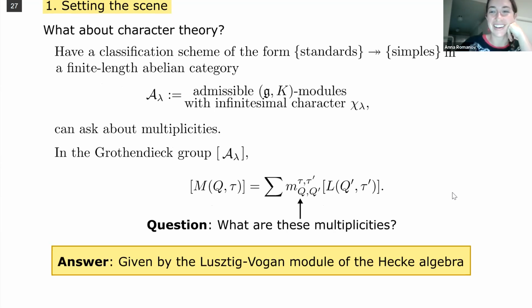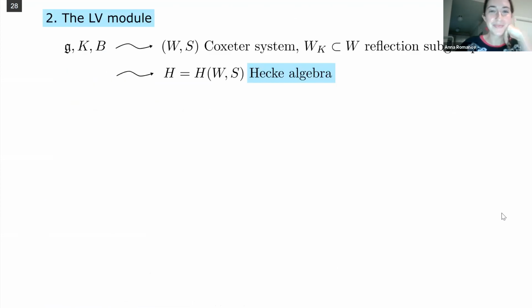Okay, I will persist. So what is this module then that's supposed to answer this multiplicity question for us? Well, here's how it's constructed. So associated to the three things we've chosen, the complex Lie algebra and our group K, we can also choose a Borel. And associated to this, we get the corresponding Weyl group and set of simple reflections since we've chosen a Borel, and this builds for us a Coxeter system.